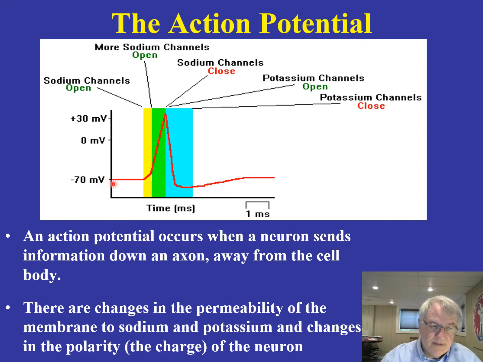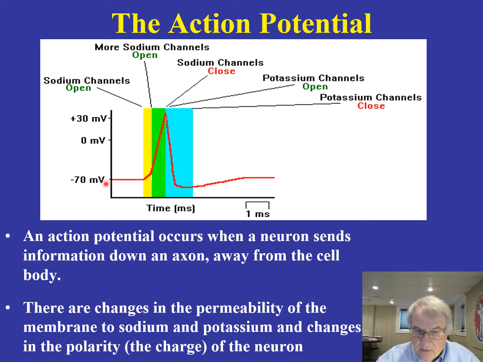When an action potential occurs, a neuron is sending information down an axon, and it's doing it as a function of both electrical changes as well as changes in what we call the permeability of the membrane. So there are changes that occur in the permeability of the membrane to sodium and potassium. There are changes occurring in terms of polarity, the charge of the neuron. Instead of slightly negative, the neuron is going to depolarize and become more positive.